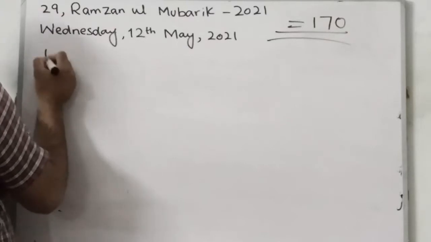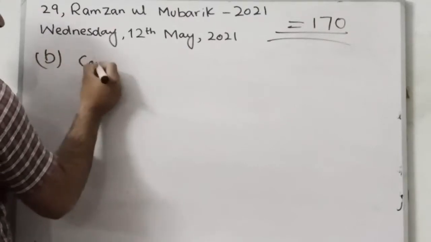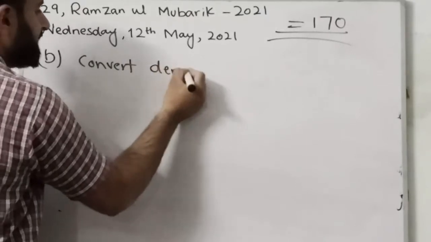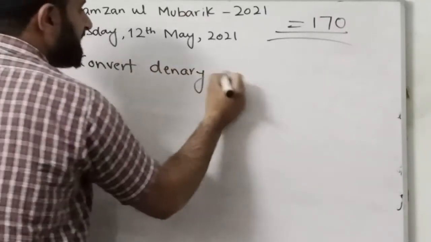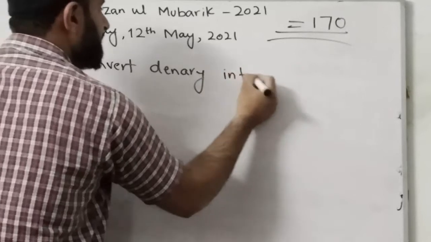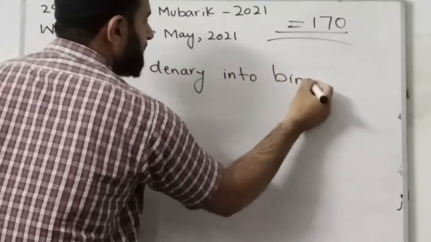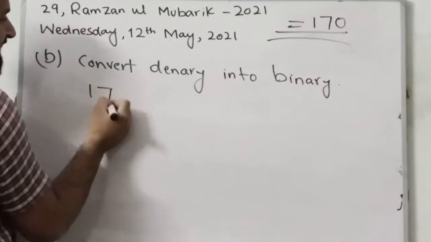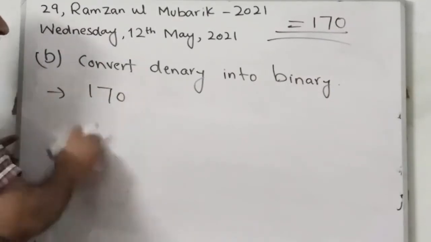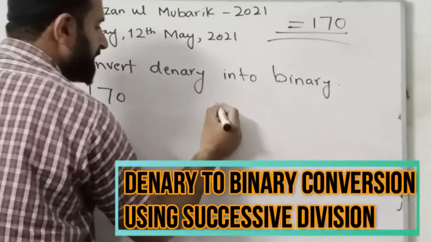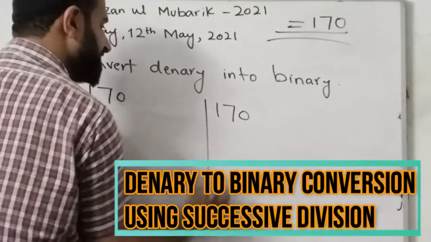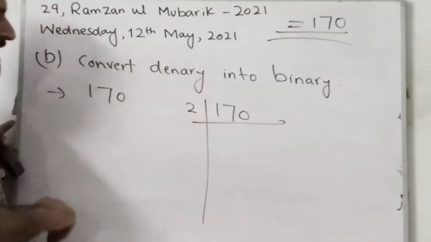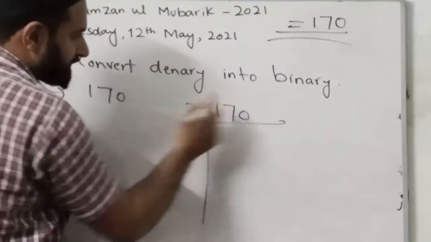Now the B part: convert decimal into binary number. So let's start. Here is the number. I am going to convert this. So I need to divide this by 2, like that. Okay.